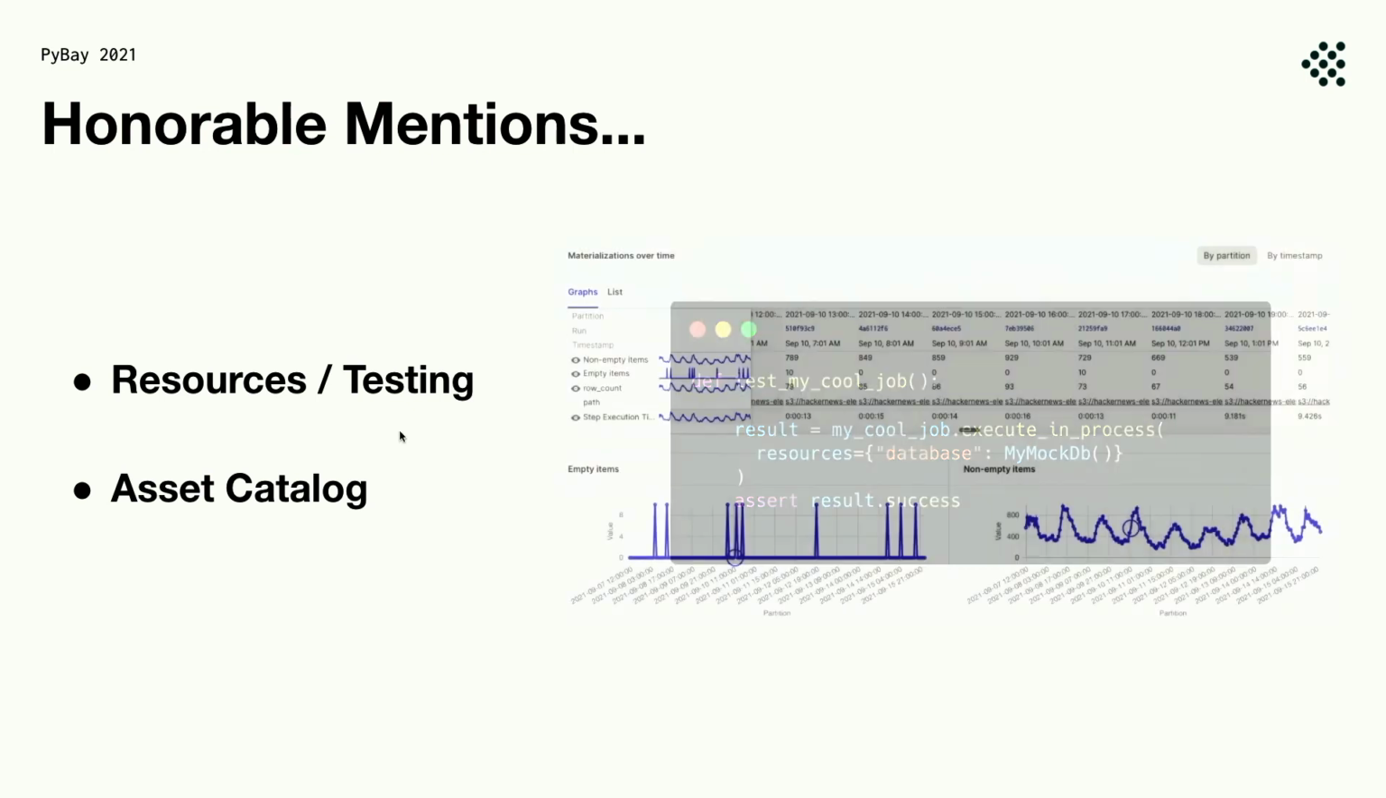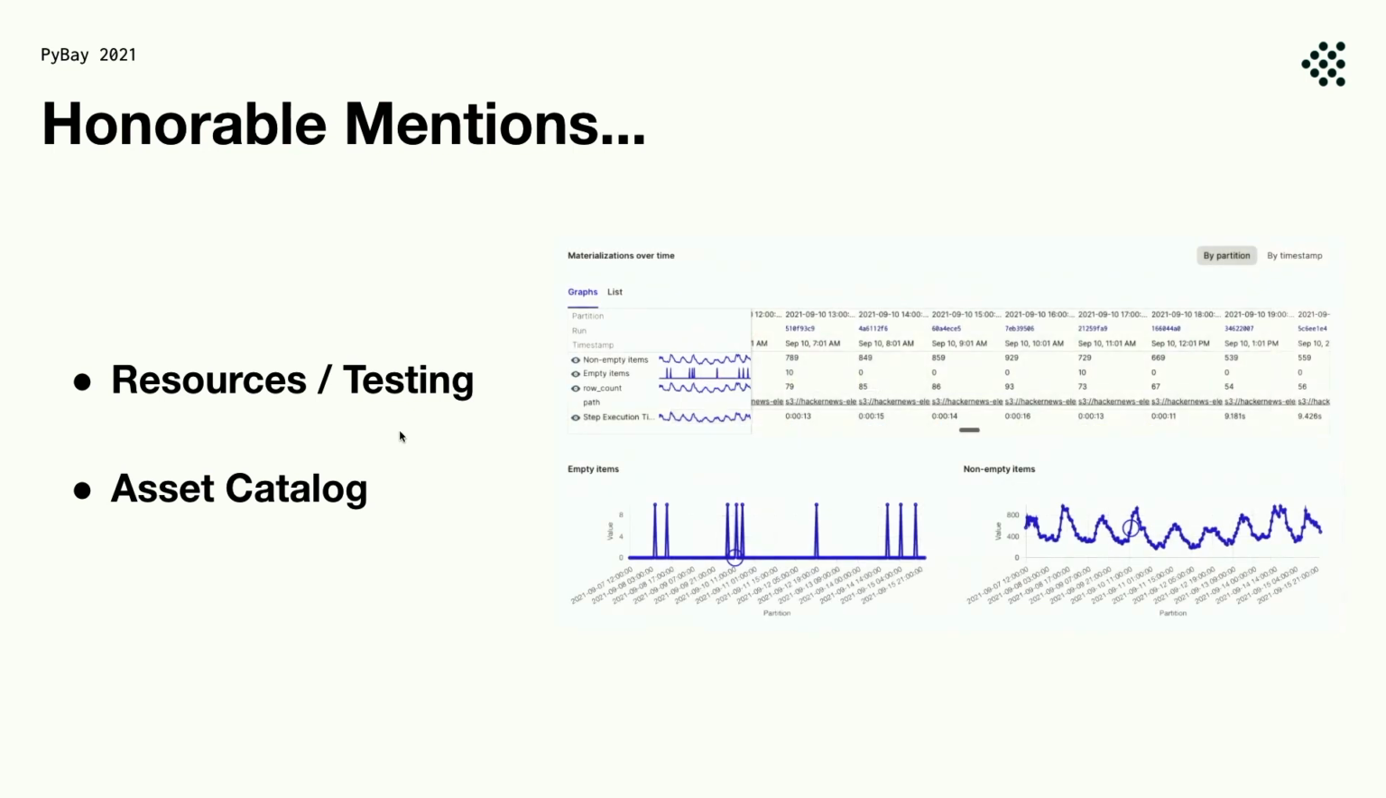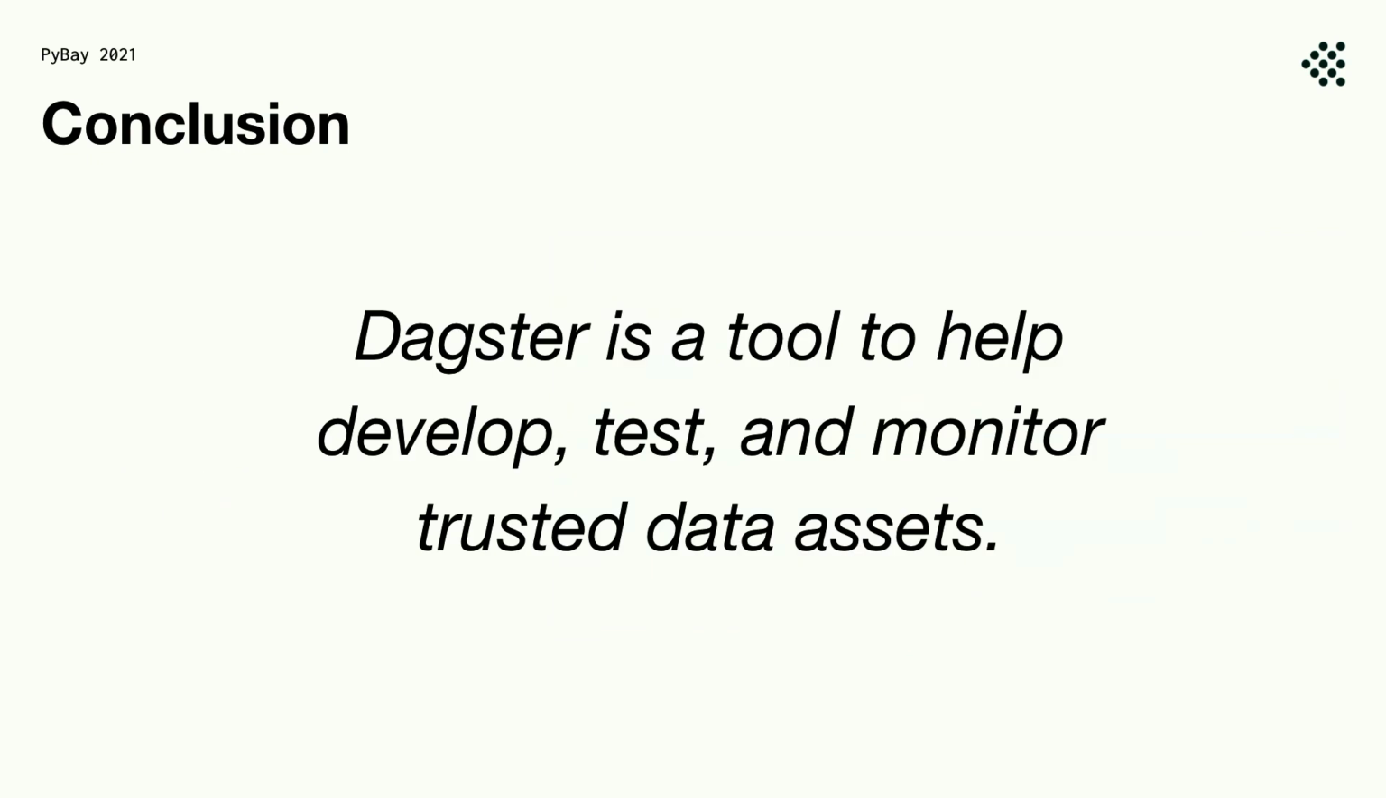Another thing is a lot of times these data tasks are designed to create something we call a data asset, which is some persisted object that stays outside the lifetime of a pipeline run. So for example, a database table or something on disk, et cetera. So the asset catalog makes it really easy to connect those assets to the computation that computed them and track them over time. So in conclusion, Dagster is a tool to help develop, test, and monitor trusted data assets.